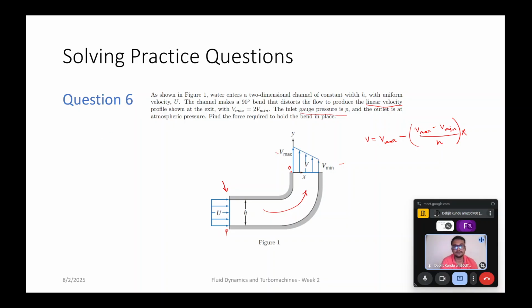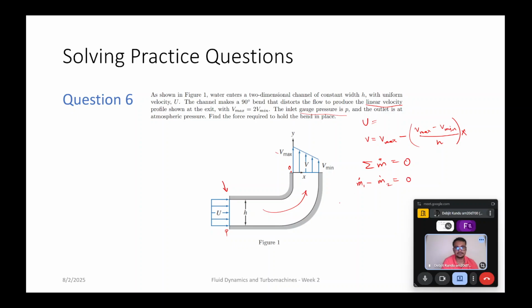But to start with, we know what the value of u is. We don't really know what these values of V max or V min are. So those values can be found in terms of U using the conservation of mass. So basically, as we did earlier, rho I'll take outside. So the summation of the mass fluxes would be equal to zero. So mass flux in minus mass flux out should be equal to zero.